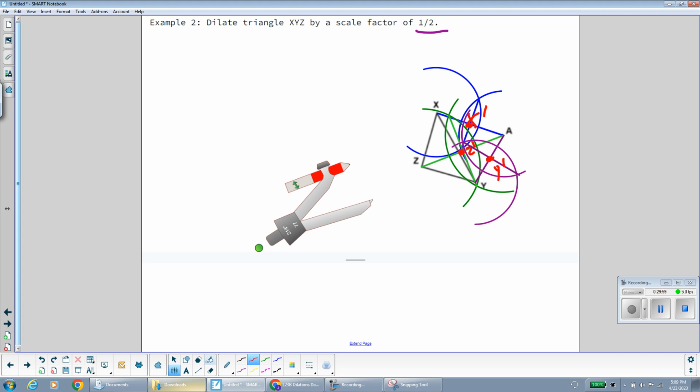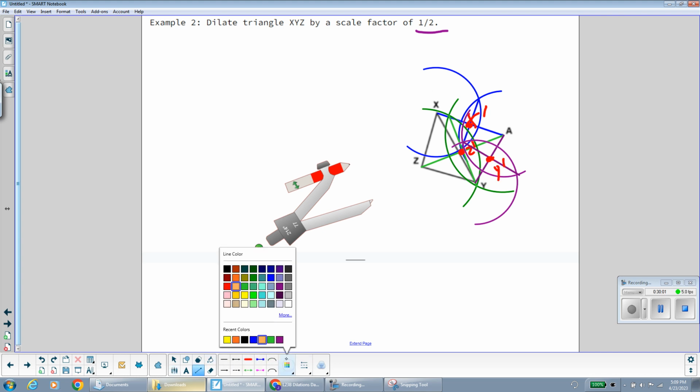I'm going to connect this all together with a totally different color. I'm going to use yellow, that will stand out. So I'm just going to connect my image points together. And notice that our dilated triangle is half the size of the original. That one can get messy. Generally on the Regents exam, it's making it bigger, not smaller.